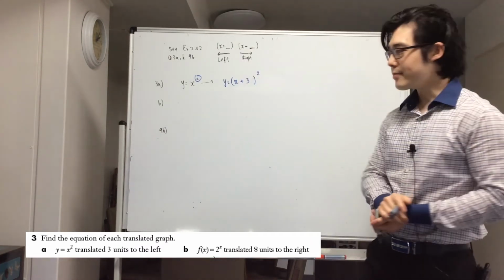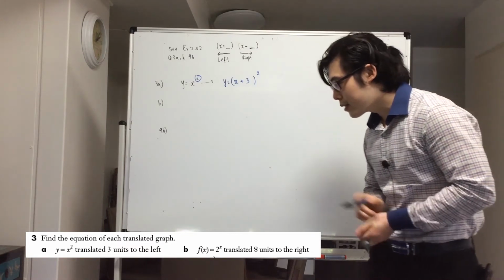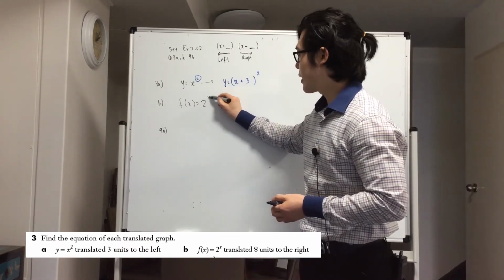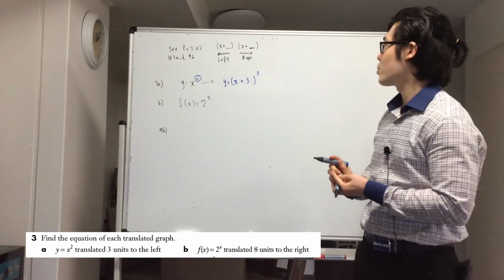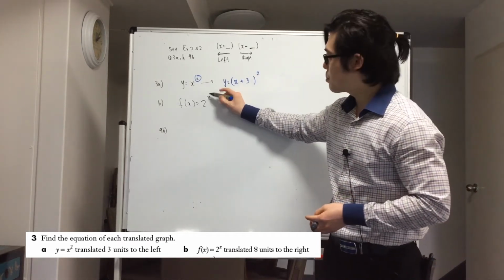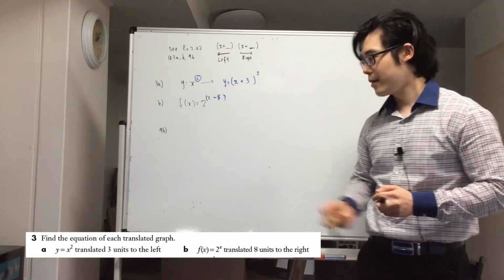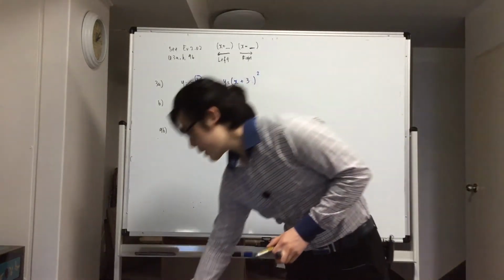That's it. Question 3b, it says f of x equals e to the power of x is translated 8 units to the right. So anything with the x, put it in a bracket, and if it's to the right, put minus 8. Okay, done. All right, let's have a look at 9b.